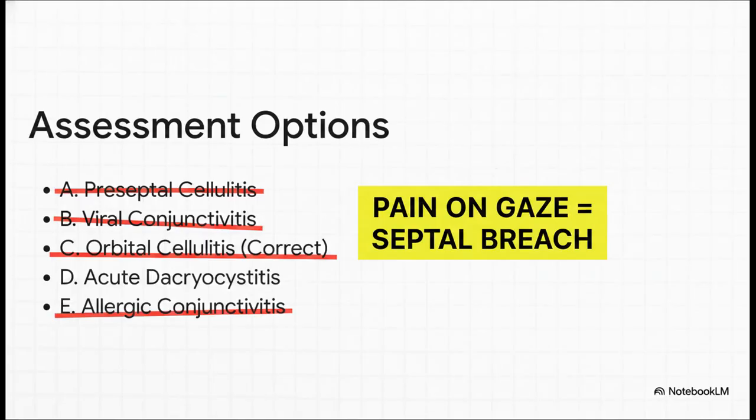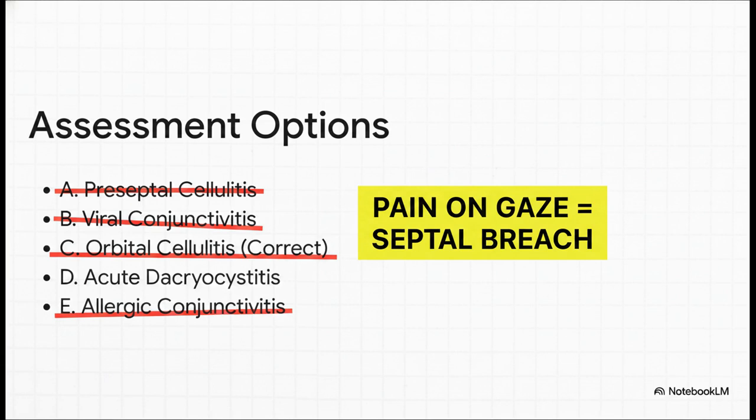Option C is the only correct answer. Here's why. That agonizing pain on lateral gaze definitively confirms the infection has breached the orbital septum and involved the extraocular muscles. This entirely rules out option A, preseptal cellulitis, which requires normal painless eye movement. Option B, viral conjunctivitis, presents with watery discharge, not restricted gaze.